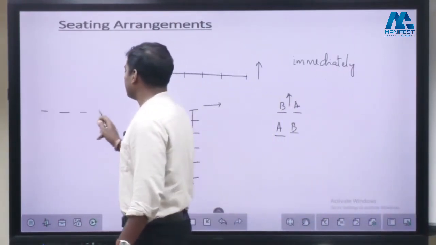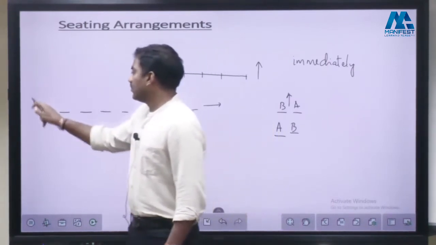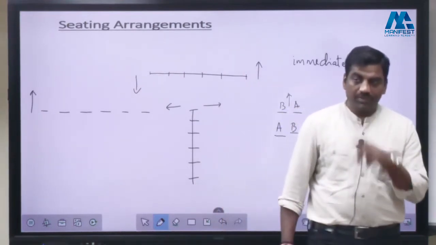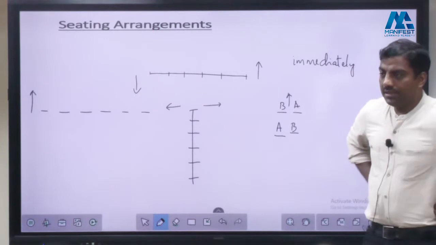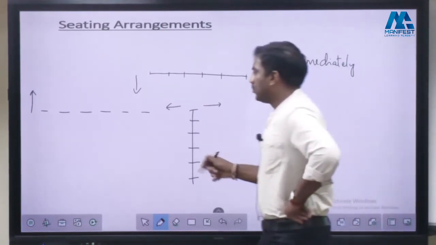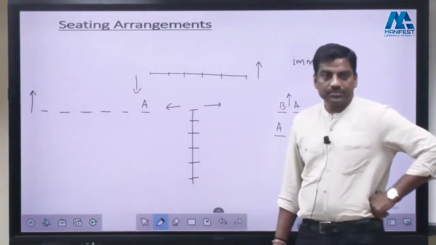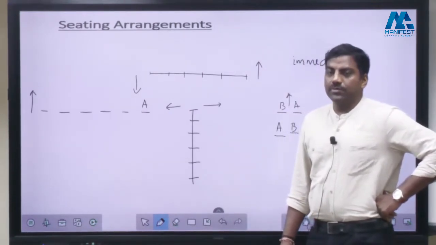Let's say these are the seats of the persons, and all of them are facing north. Now I'll give: A is sitting to the extreme right position. Can I fill like this? Yes or no? A is sitting to the extreme right position.